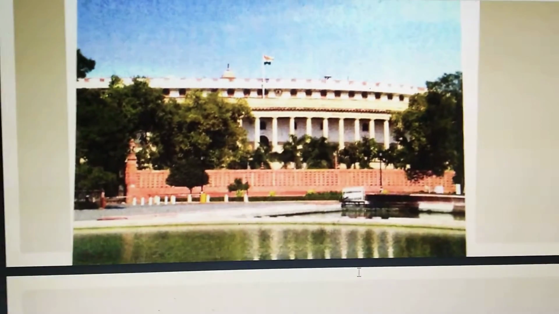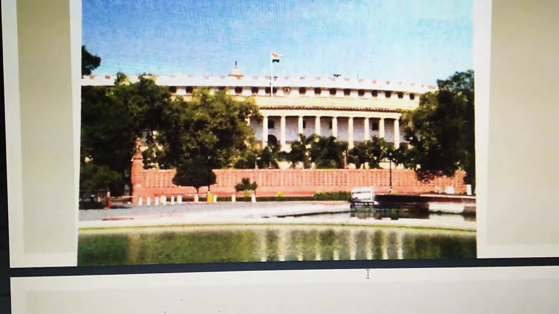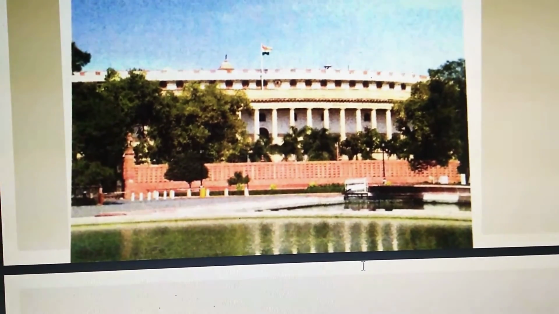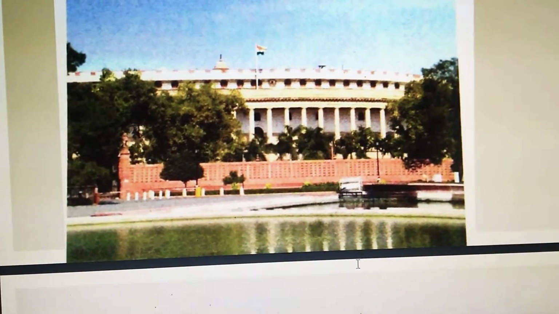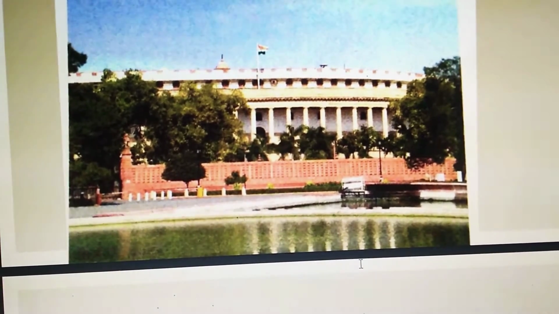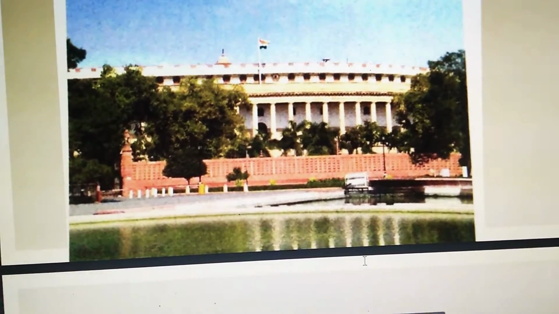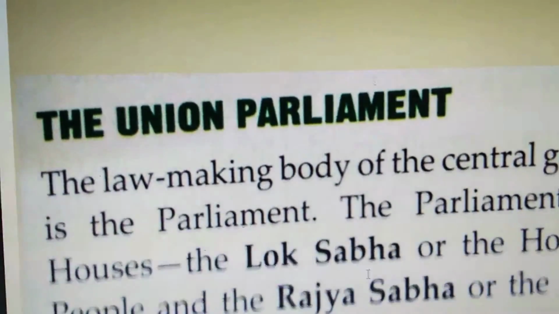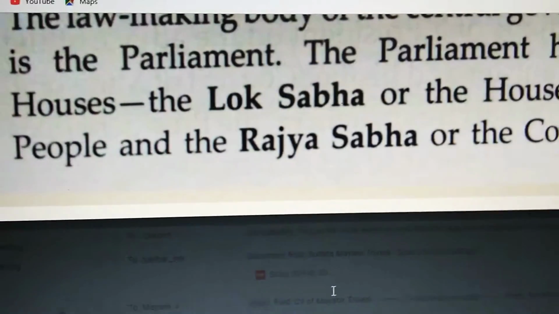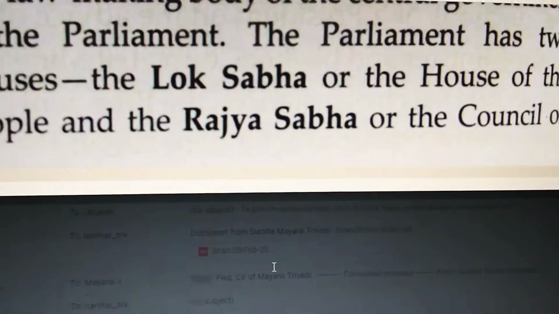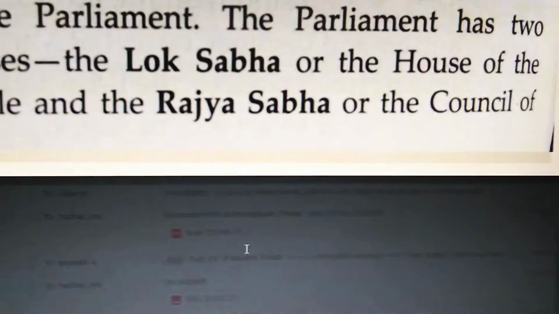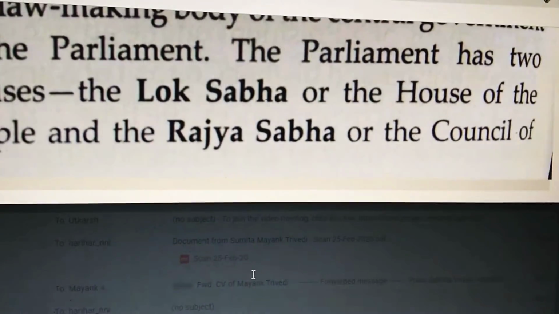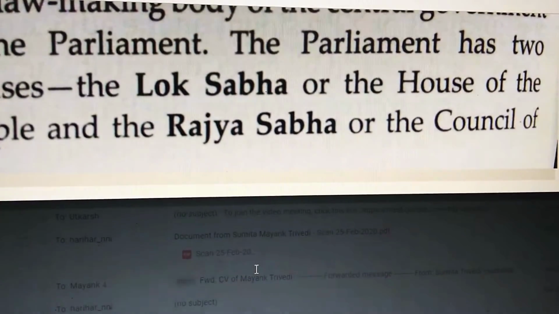In that Union Parliament, we have two sabhas. The Indian government has two sabhas, and you know that this is the law-making body of the central government. The parliament has two houses, the Lok Sabha and the Rajya Sabha. Lok Sabha is also known as the House of People, and Rajya Sabha is also known as the Council of States.